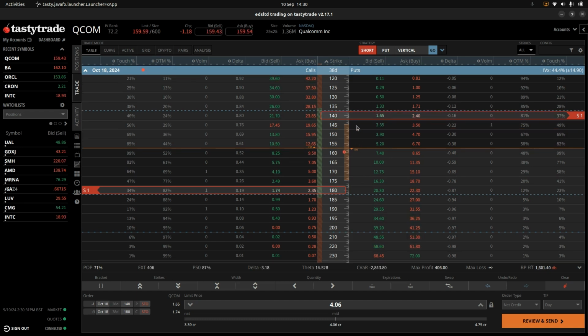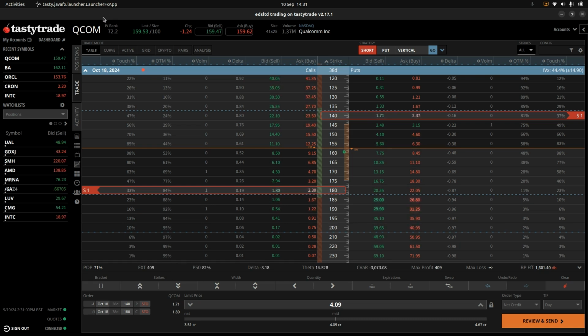Let's just say we go with the 140 and 180 strikes. This green bar here shows you your break even, and as you can see here, the green bar covers the orange bar, which means that your break-even points are wider than what the expected move is, which will lead to a high probability of profit. And that's also denoted by this probability of profit here in this corner of 71%. Very, very high probability trade.